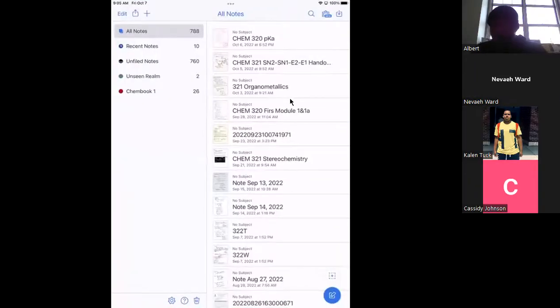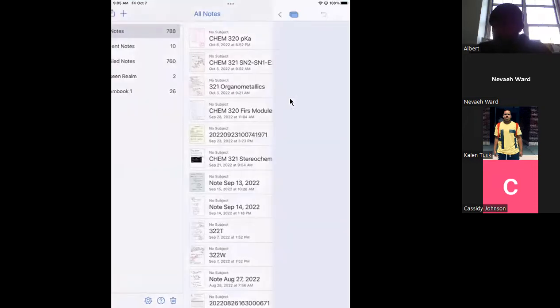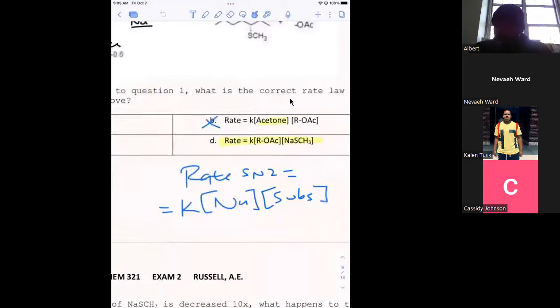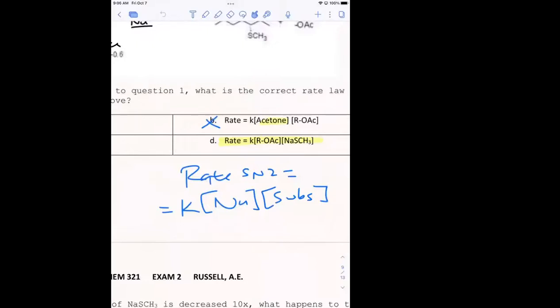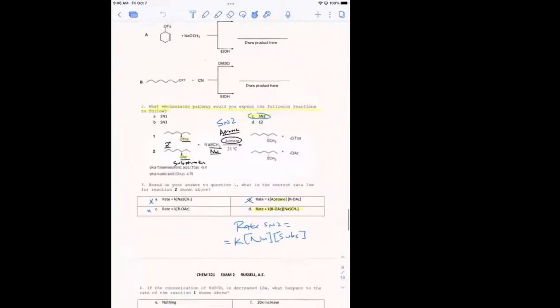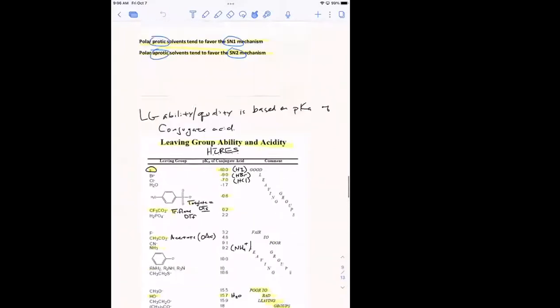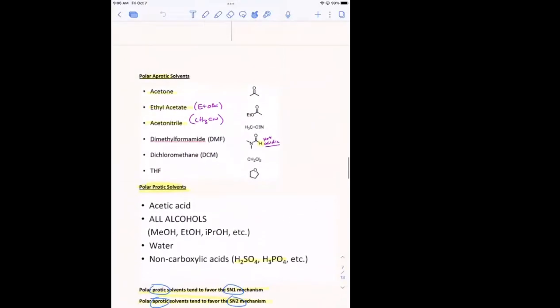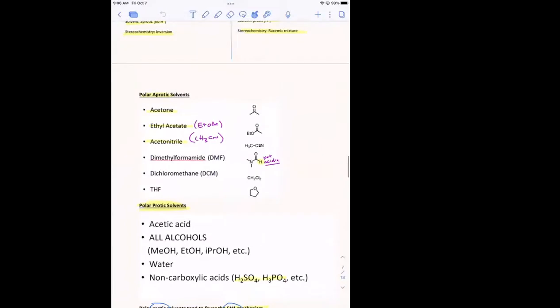Right. So we're going back to substitution and elimination. We left off talking about the rate law of SN1, I'm sorry. And we talked about different factors like the solvent. We didn't really talk about the nucleophile, but we're going to talk some about that today. We talked about the solvent. We talked about the transition state.